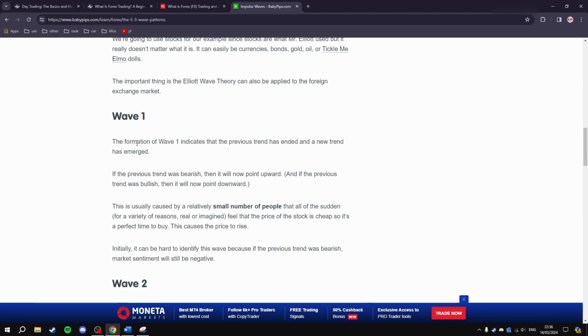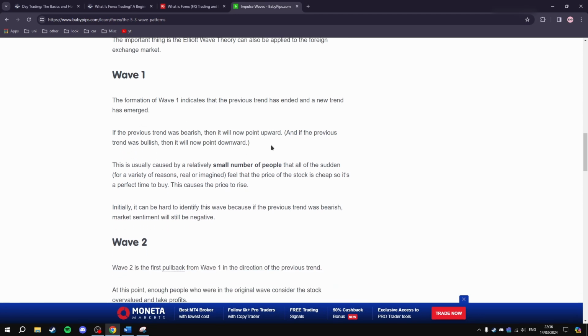Wave 1. The formation of wave 1 indicates that the previous trend has ended and a new trend has emerged.